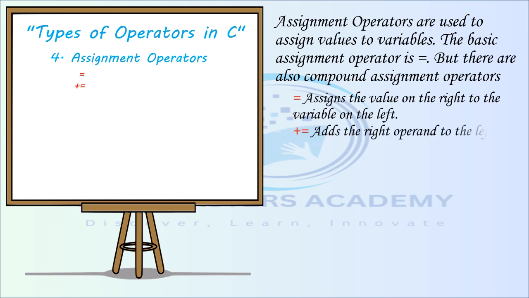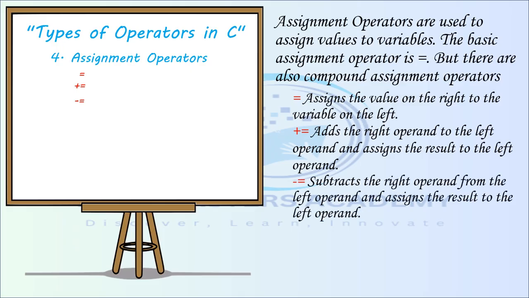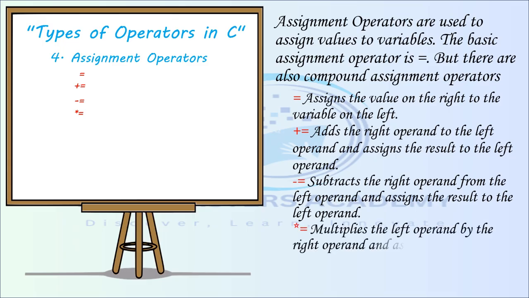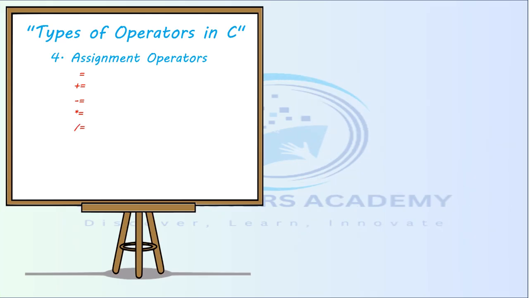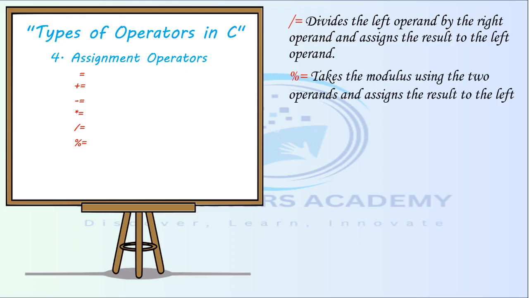Plus equals adds the right operand to the left operand and assigns the result to the left operand. Minus equals subtracts the right operand from the left operand and assigns the result to the left operand. Multiply equals multiplies the left operand by the right operand and assigns the result to the left operand. Divide equals divides the left operand by the right operand and assigns the result to the left operand. Modulus equals takes the modulus using the two operands and assigns the result to the left operand.